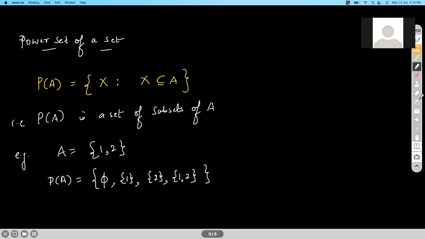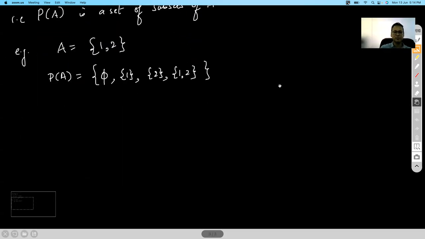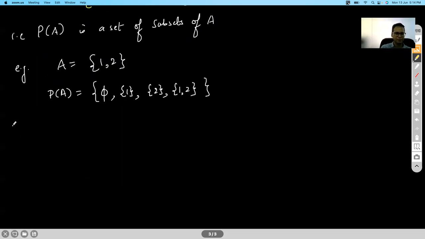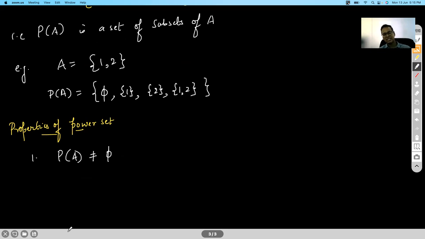Correct. Now let us look into some properties of power set. Very important. Properties of power set. The first property is very trivial, but you should be remembering it. Power set of any set cannot be a null set. Please note, power sets are always non-empty sets.